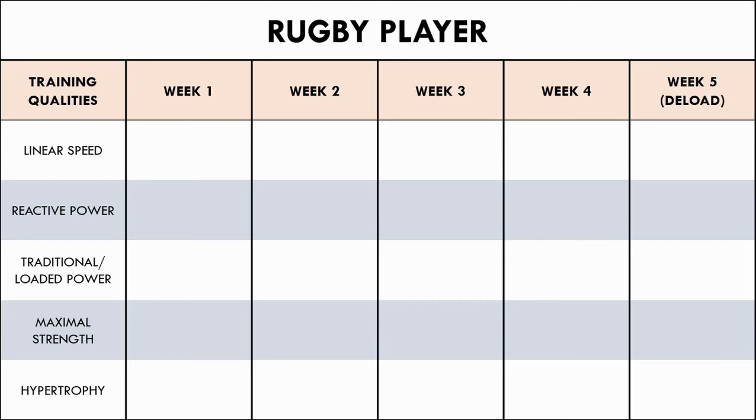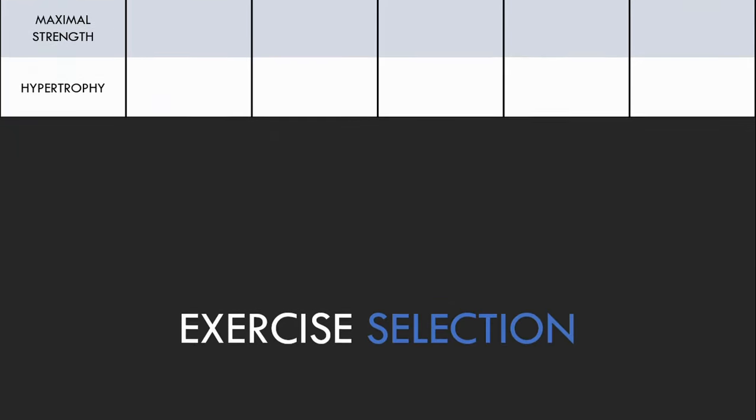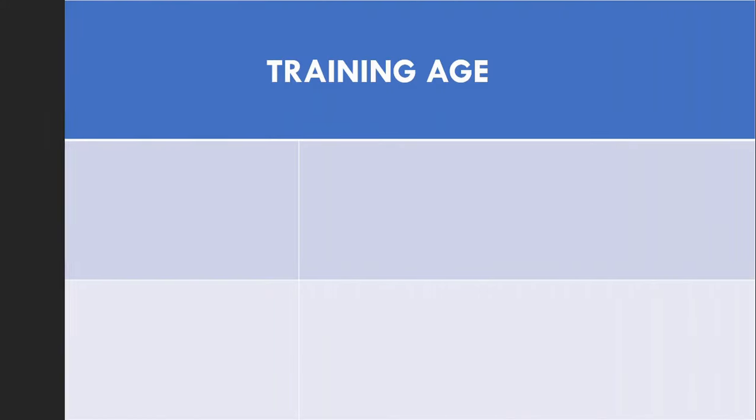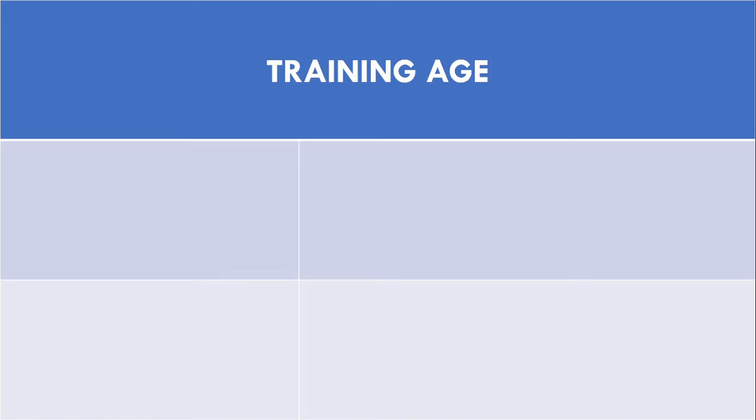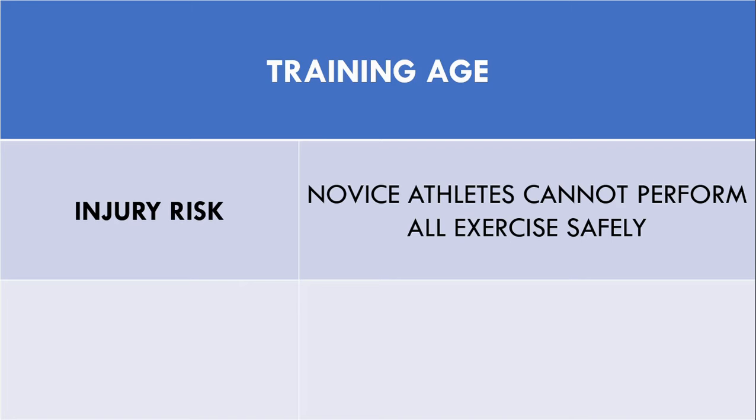The next stage in writing a program is to select exercises for each of the qualities that will be trained. The exercise selection will be based on numerous factors such as training age, time of year, and individual injuries. Athletes with more experience in strength and conditioning training can use more advanced exercises than an athlete who has never been in a weight room.